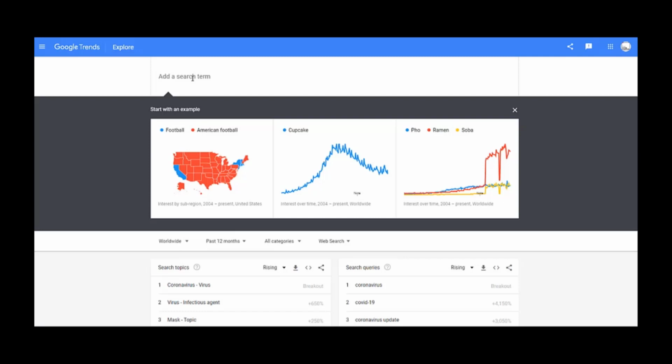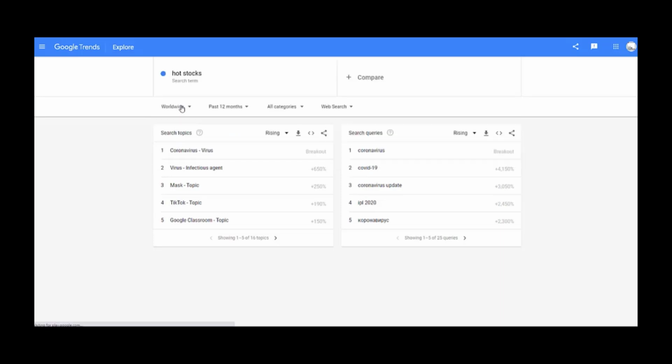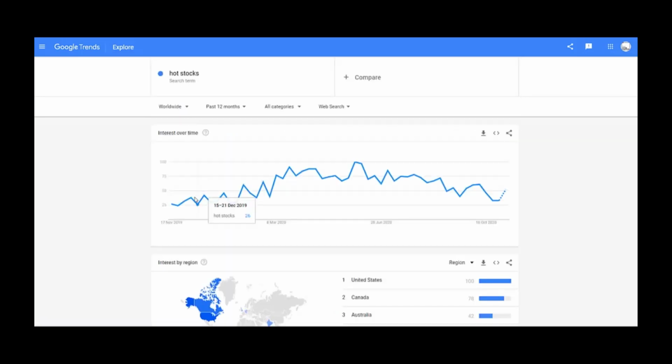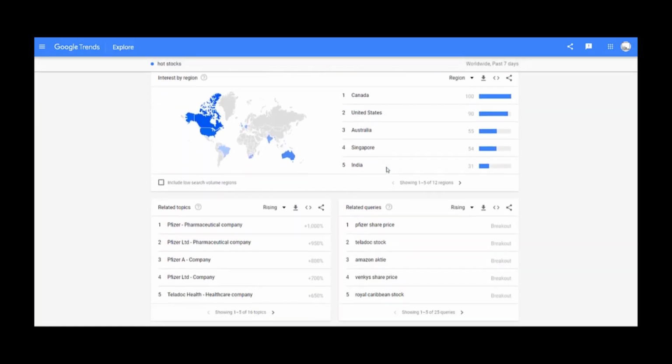new search item there, maybe hot stocks. So you could type in hot stocks and search term. We can see how that's trended over time over the last 12 months. You could change it maybe, if you're shorter term trade, to the last 7 days. We can scroll down and we can see what people have been talking about.